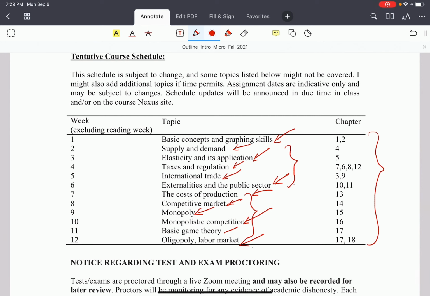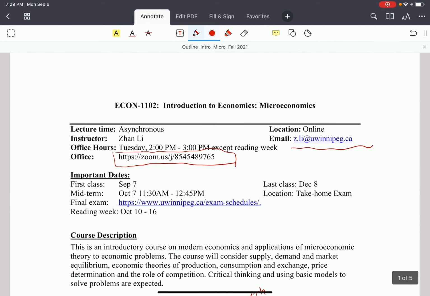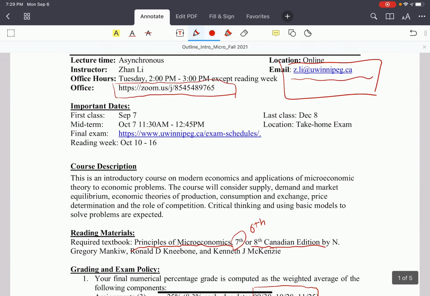Okay, so that's the overview of this class. And also this is, I guess this is the basic understanding of this course's syllabus. And if you have any more questions, as I said, you can send me an email, and you can see my email is here. Or you could wait until Tuesday, and then you could talk to me using Zoom.